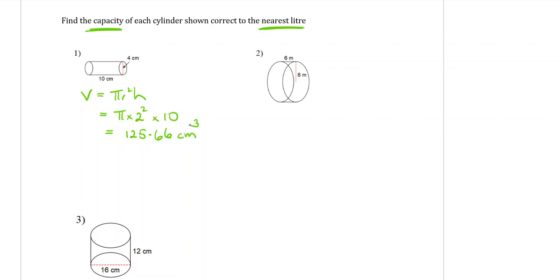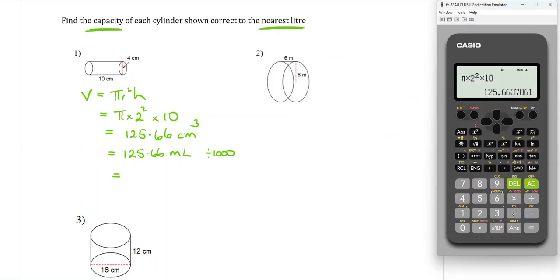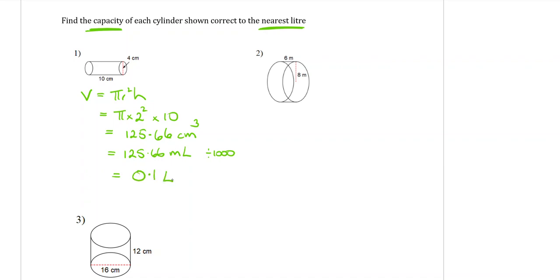But we now need to get that into capacity. Centimetres cubed are the same as millilitres. So that's 125.66 millilitres. And then on the back of your formula sheet, how do we change millilitres into litres? Divide by 1,000. Okay, it says to do it to the nearest litre. But if I do that to the nearest litre, I'm going to have 0. I'm going to have to do one decimal place, otherwise I'll have nothing. So I'm going to go 0.1 of a litre, which is technically not the nearest litre, but I didn't want to have nothing left.